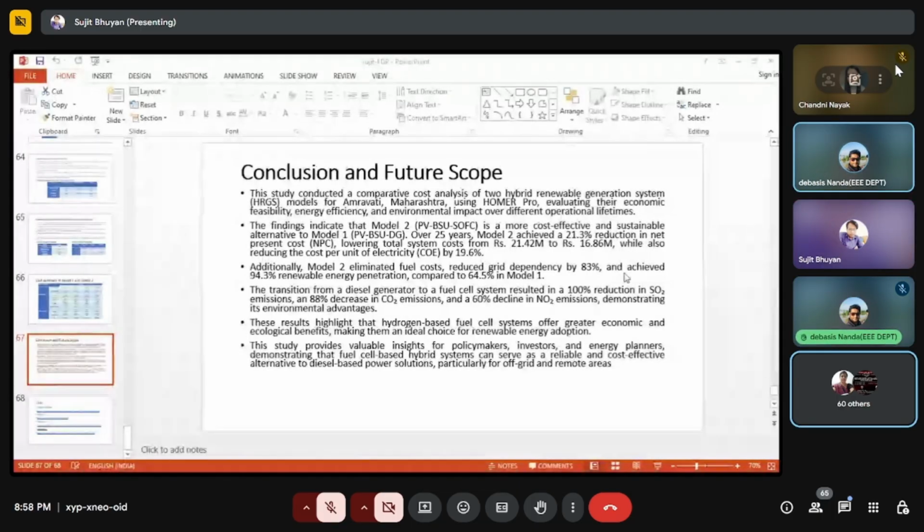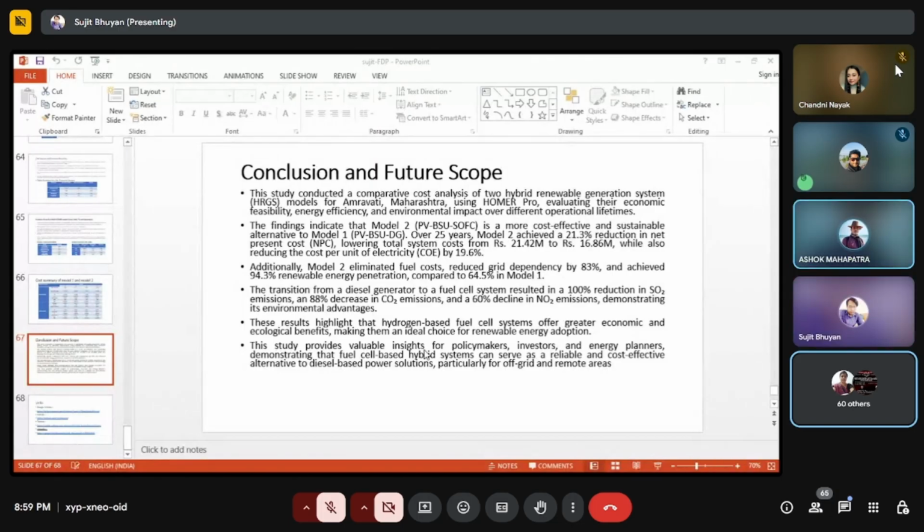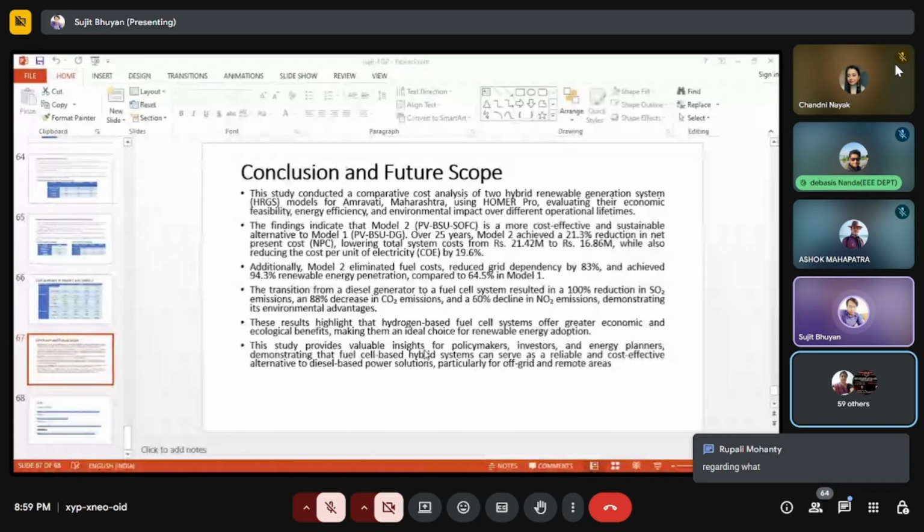Sir, in your cost benefit analysis, have you included the carbon credits? Carbon credit, good question. In HOMER, there is an inbuilt ESG model, the environmental social governance model, and in that model you can find out the carbon credit, CO2, and SO2. If you have the authentic version of HOMER software, then you can find that ESG model.